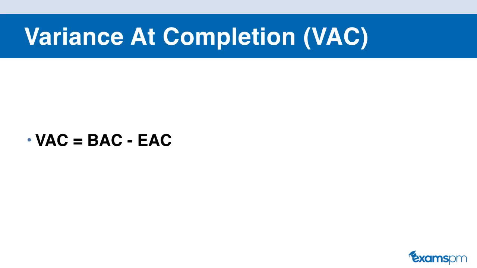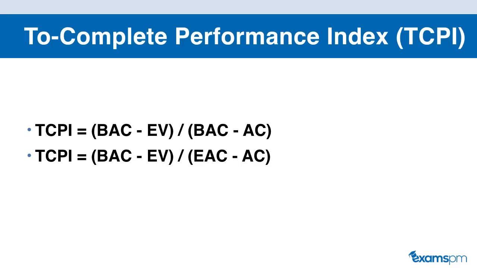So the formula for EAC is BAC minus EAC. And our next formula is TCPI, which is the To Complete Performance Index. There's two ways that you can calculate your TCPI, and this would depend upon the assumption that you're making on your project. So if the BAC that you originally calculated is no longer relevant, then you want to use a second formula, which takes the new EAC that you recalculated throughout your project into consideration.